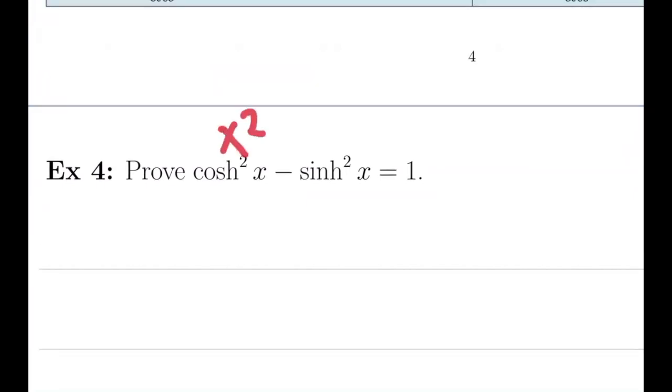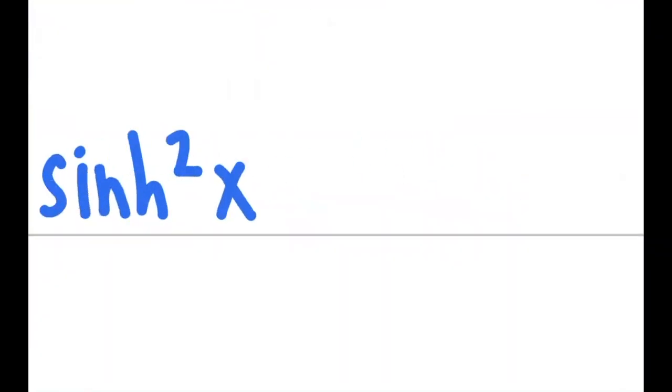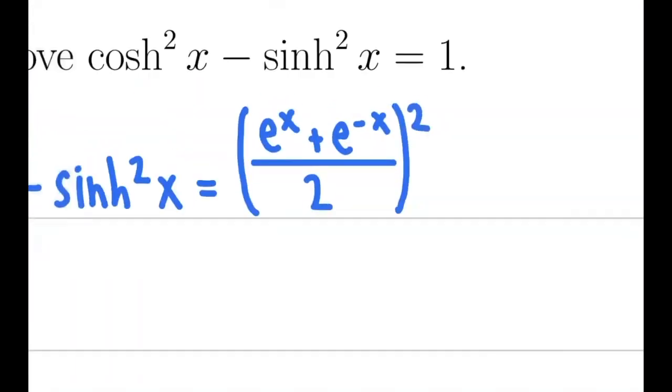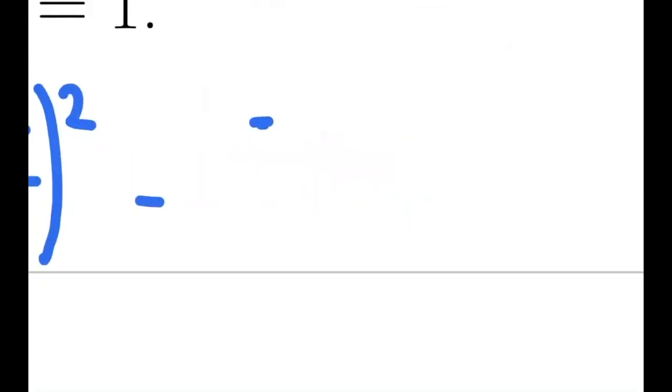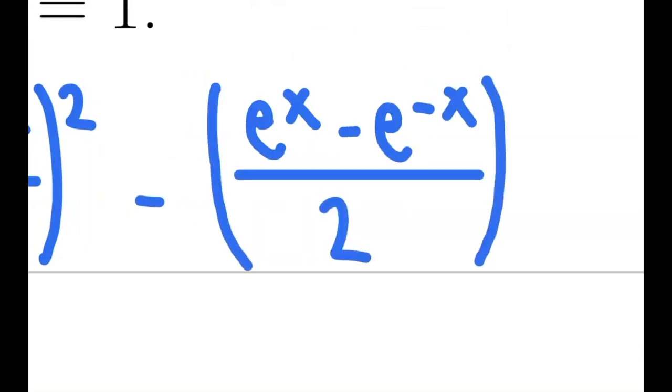But yeah, this comes from x squared minus y squared equals 1, the equation of the hyperbola. But let's prove it using the exponential definitions. This is going to be so much algebra. I'll try to skip some steps. Anyway, we'll start off with the left side of the equation: cosh squared x minus sinh squared x. So cosh is e to the x plus e to the negative x divided by 2, and we're squaring it. And sinh is e to the x minus e to the negative x divided by 2, and we're squaring that also. All right.